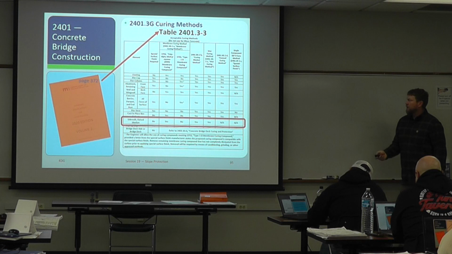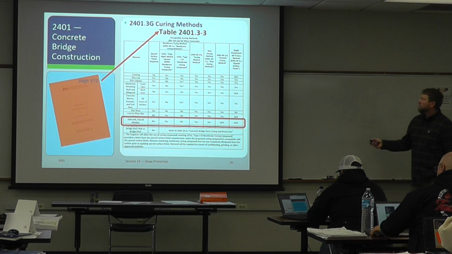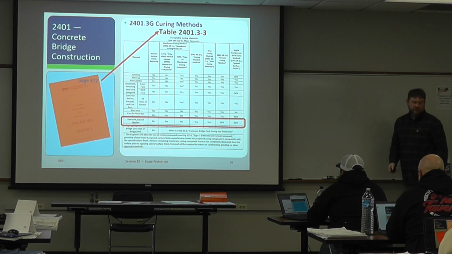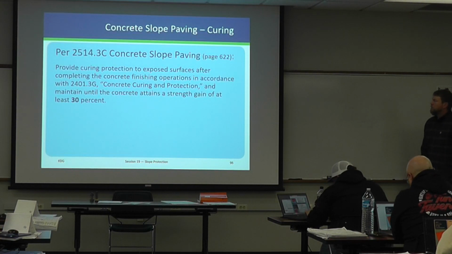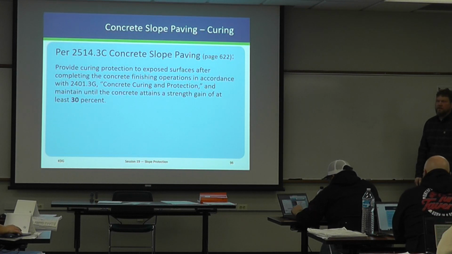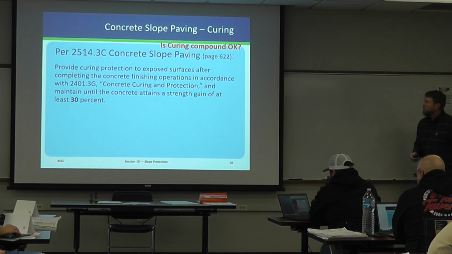And here are the acceptable curing methods. You can see we've got curing compound, you can do a curing blanket, and you can do wet cure. Those are the three types of curing that are acceptable. And this is per 2514, so this is what sets that 30% strength for cure. Once you get 30%, cure can come off. So based on that table we looked at previously, is curing compound okay? What were the two other kinds? Blanket and the best kind of all, wet cure.